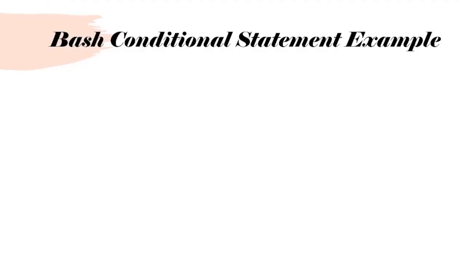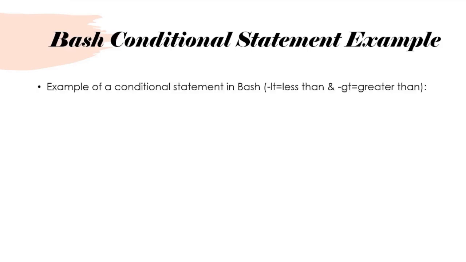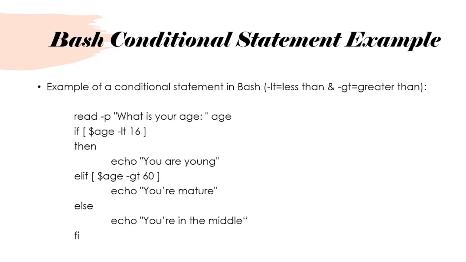And I'm just going to give you guys an example of a conditional statement in Bash really quickly. When you see -lt, that means less than, and if you see -gt, that means greater than. This one takes your input and asks you how old you are. So what's your age? And then it says if the variable age is less than 16, then you're going to echo you are young. Else if, which is pretty much another if statement, if the age is greater than 60, we're going to print out you're mature. Other than that, we're going to echo out you're in the middle, and then fi ends the conditional.